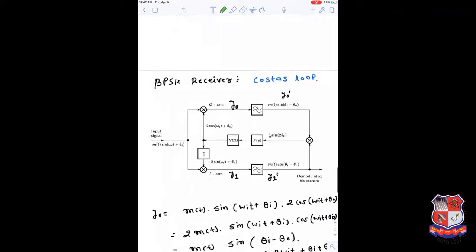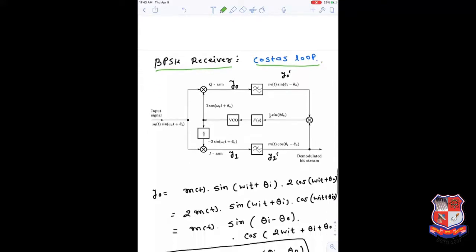Okay, so this is one part. Now we discuss the BPSK receiver, and again the receiver can be classified in 2 categories, synchronous and asynchronous, or we can say coherent and non-coherent. This BPSK receiver is very popular. It was found by the scientist Costas, so it is known as Costas loop. Here we are using the same principle as a phase lock loop.